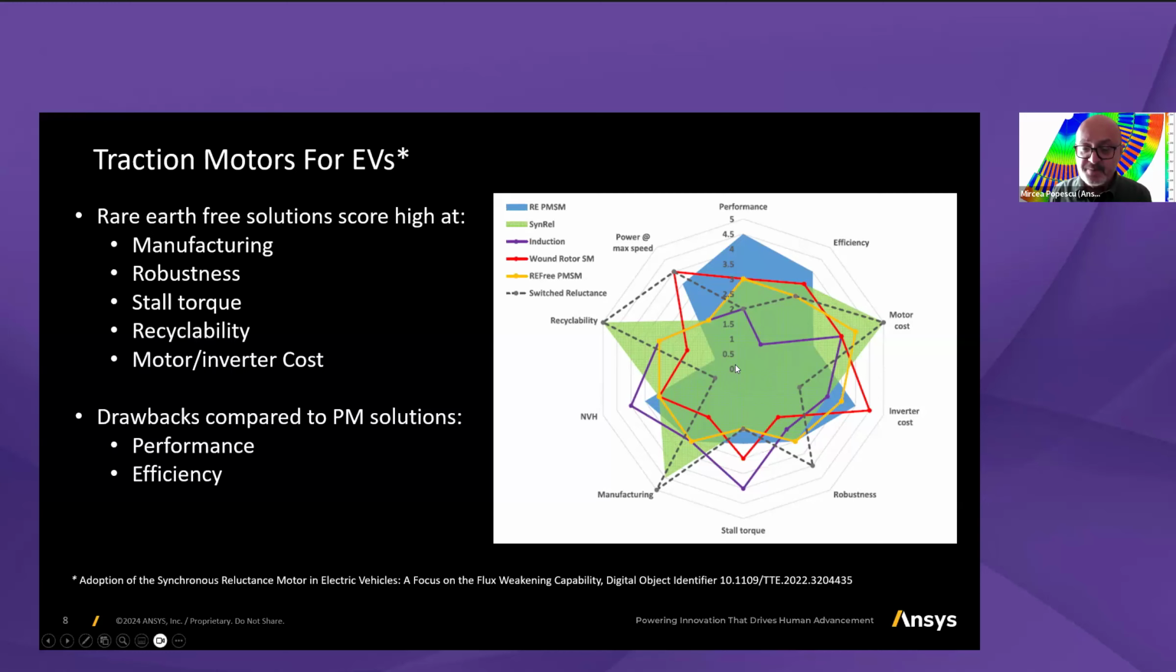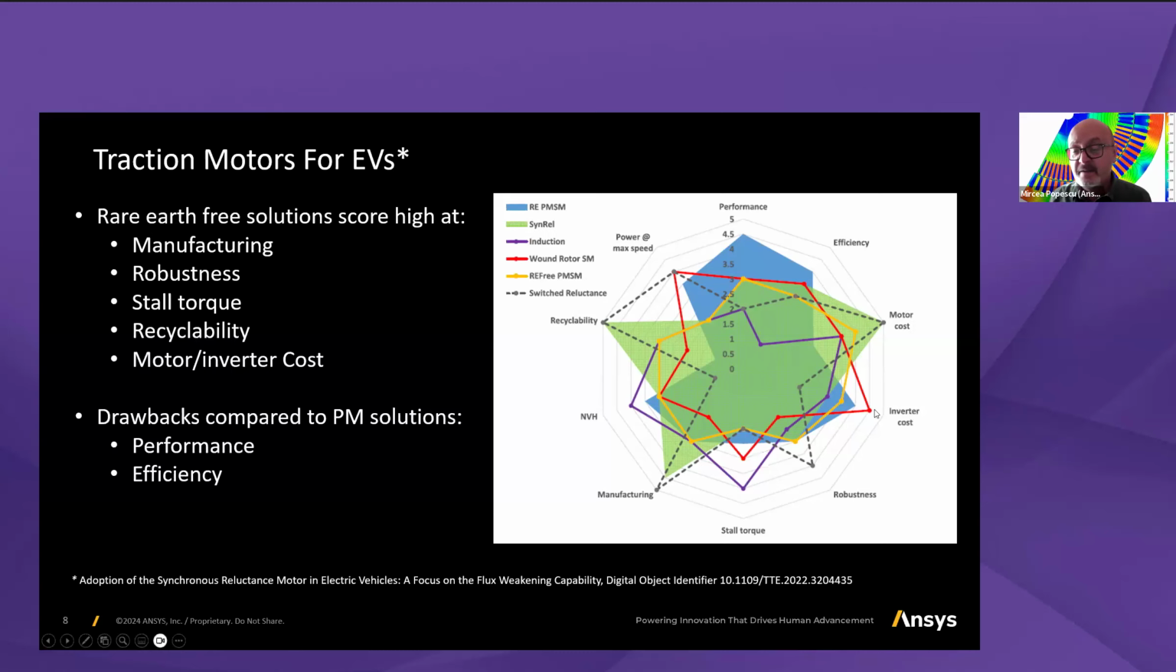However, the other solutions may have their own advantages, either in the manufacturing sector. We can see the switch reluctance scores very high in manufacturing, or the induction machine looks very good from starting. This is why you'll find it in vehicles like Tesla with front axle having an induction machine that will ensure fast starting capabilities of the vehicle.